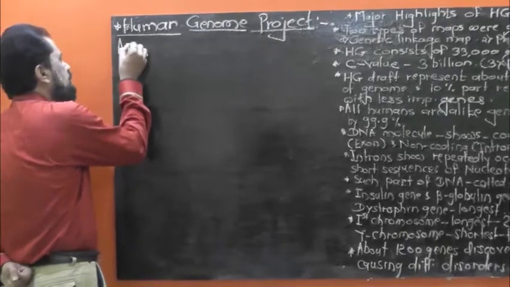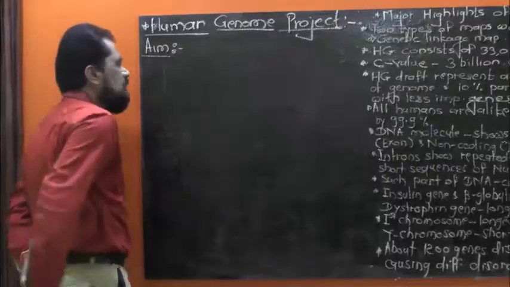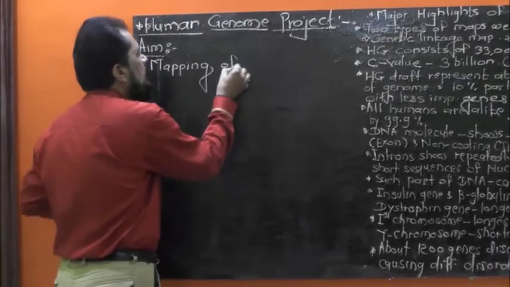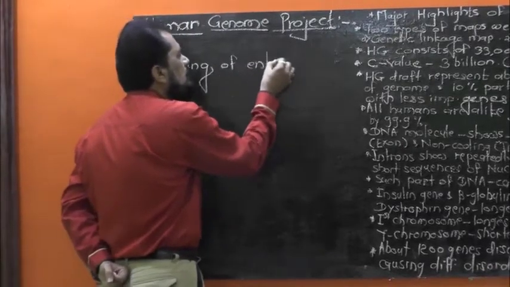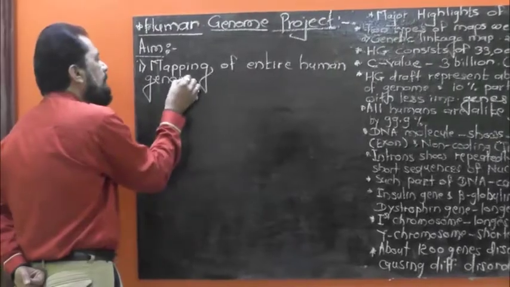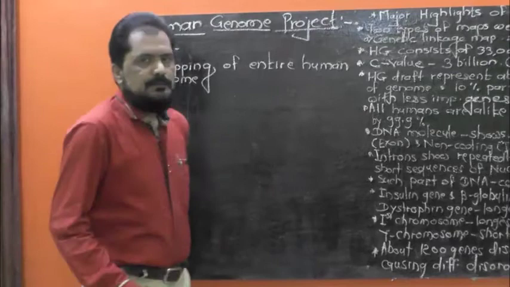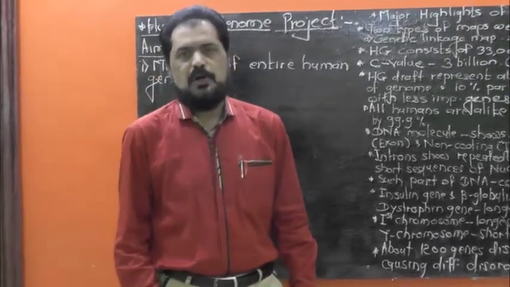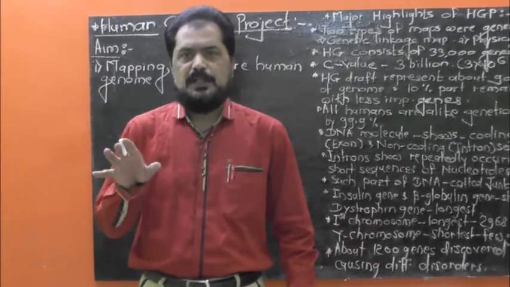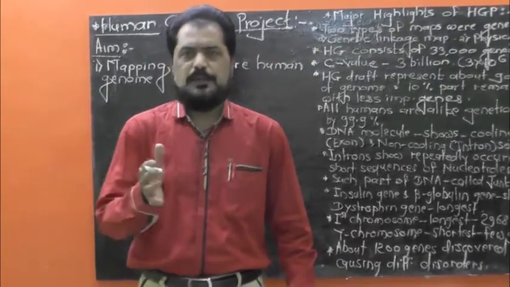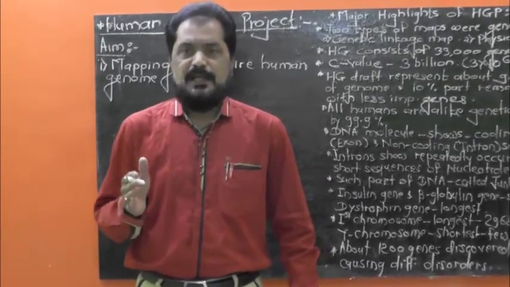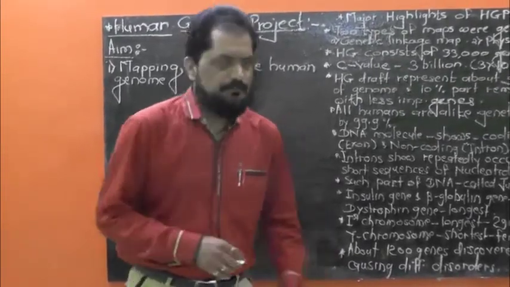Let us talk. First, mapping of the entire human genome by studying the nucleotide sequence of DNA of all chromosomes present in the human genome. As I already told you, that is 22 autosomes as well as the X and Y chromosomes.